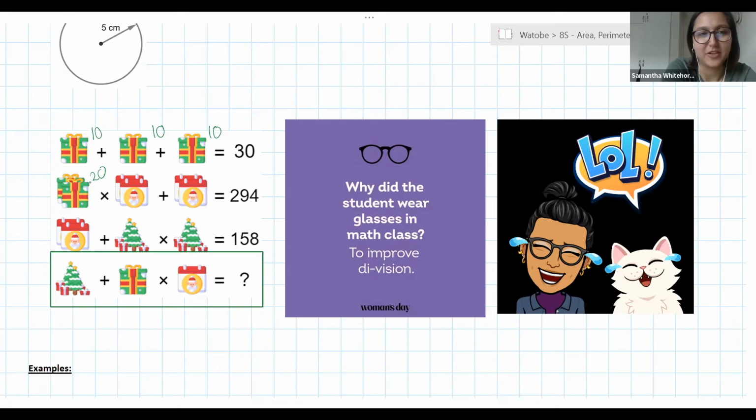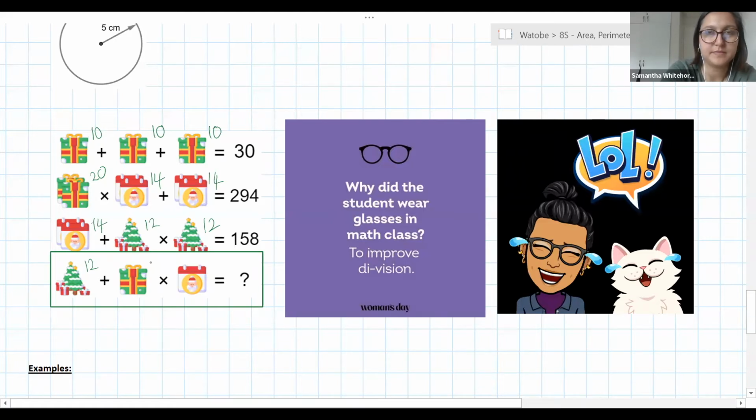For the third one, since my answer for the calendar was 7, I took 7 plus 7, which is 14, and then I minused it from 158, which got me 144, and then I divided it by 2, which got me 12, and then I split 12 between those Christmas trees, which got me 6.